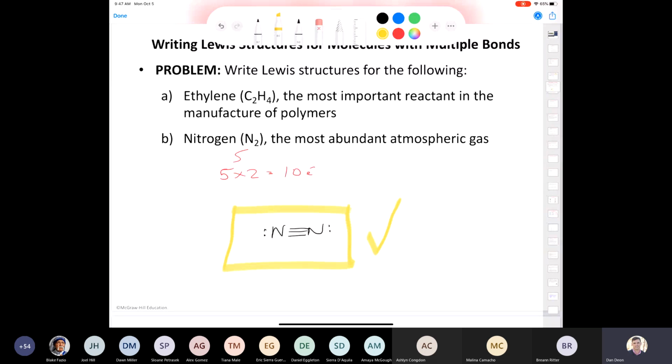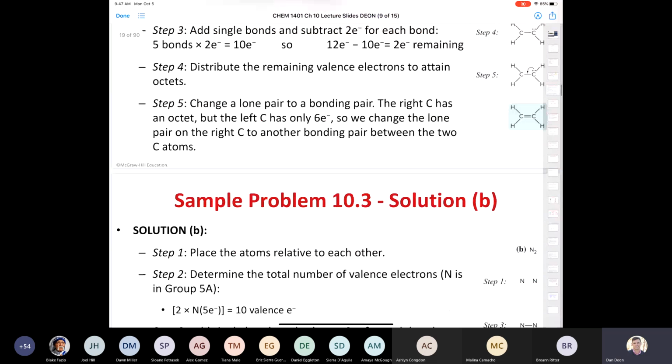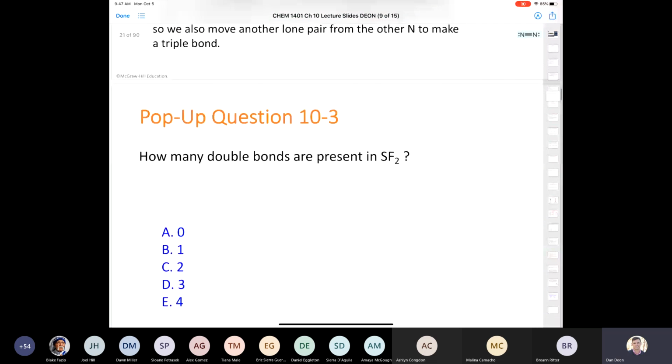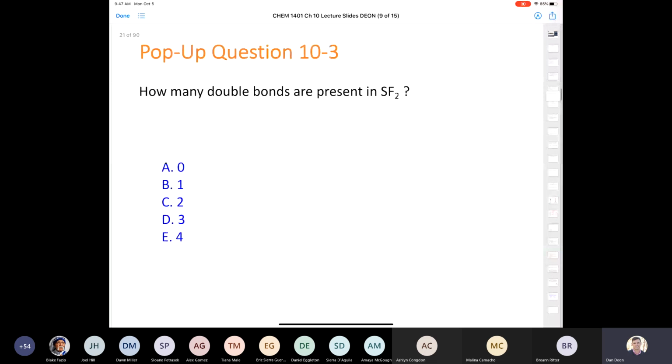Okay, well, with that in mind, let's give another one. The old college try. One that I have here. 10.3. Do you guys have that in your notes? Pop-up question 10.3. You guys have this one? I think I put it in the notes.